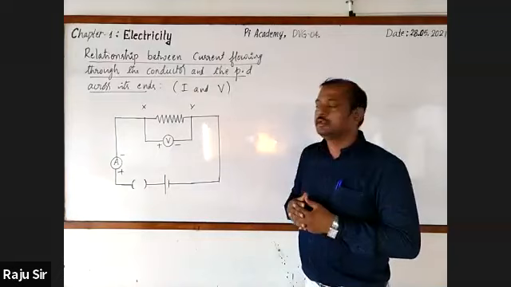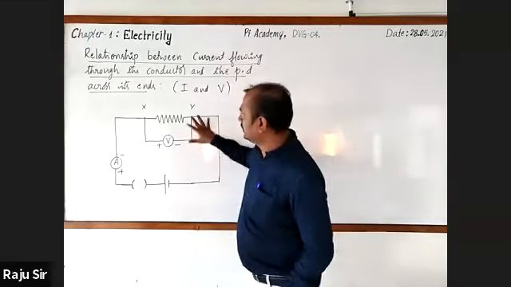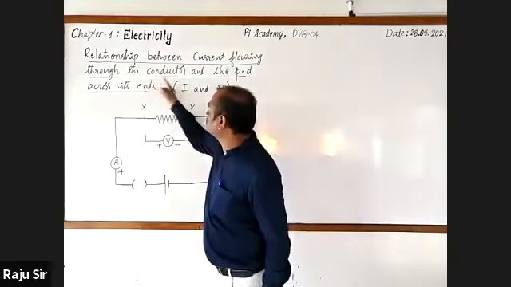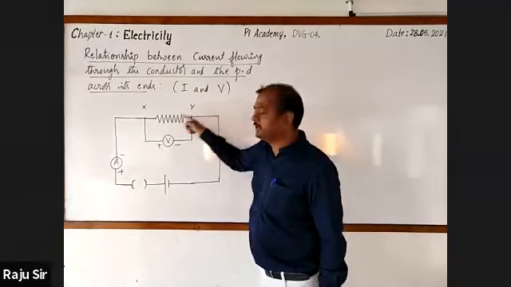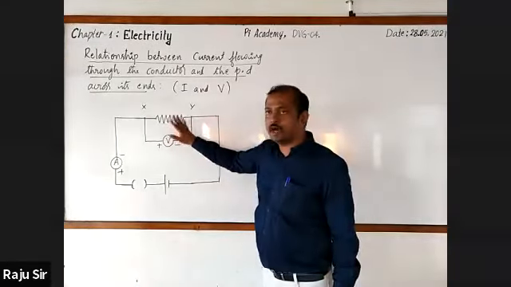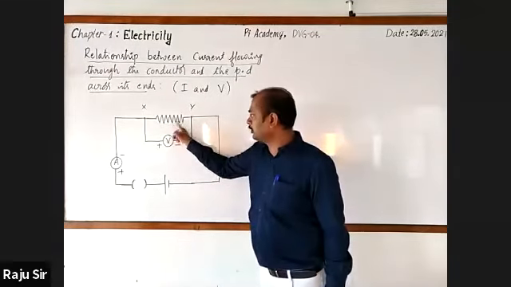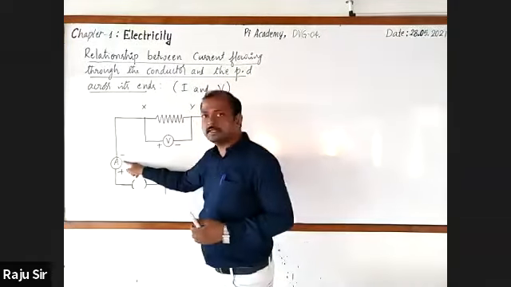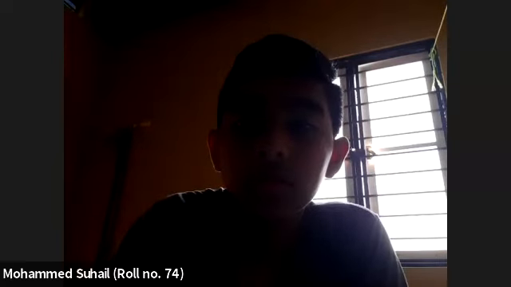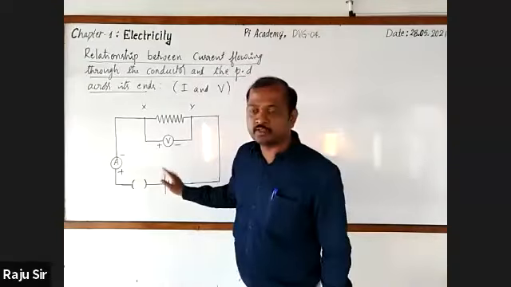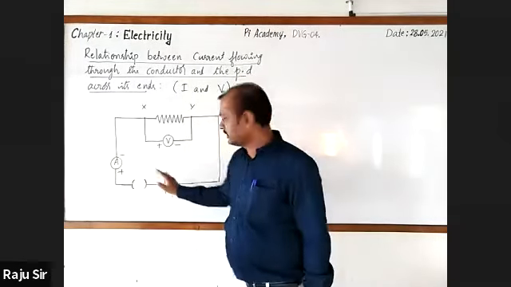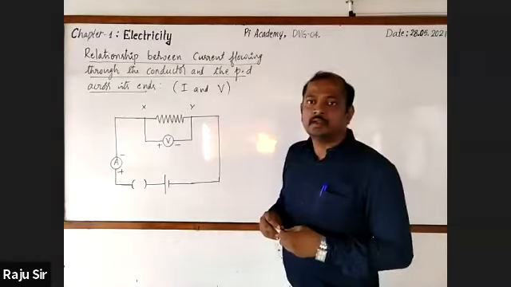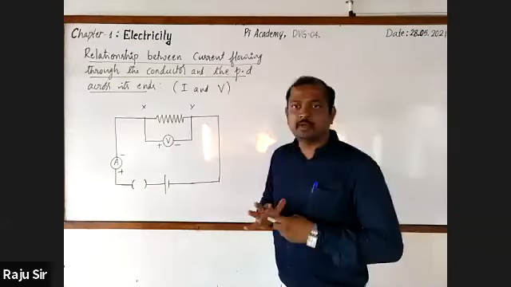Just listen. Dear students, this is the circuit diagram used for knowing the relationship between current and voltage. Here the electrical components that we have used are: nichrome, a filament called nichrome; this is the voltmeter; ammeter. No current is flowing, so the circuit is open. Next, this is the switch and a cell. So this is the experimental arrangement.